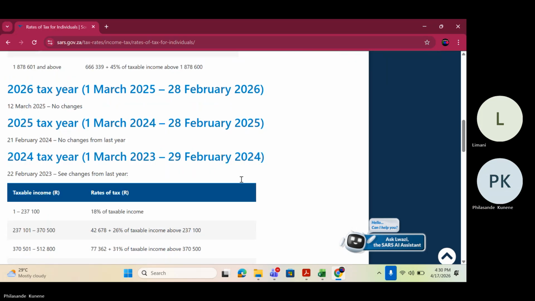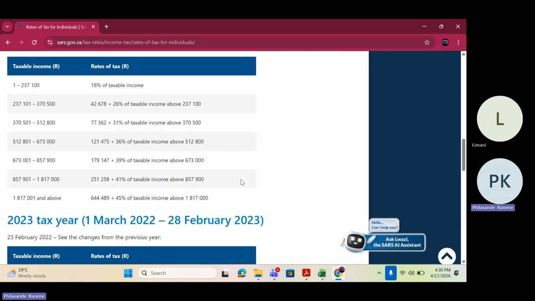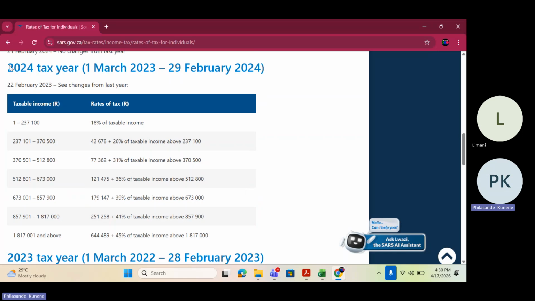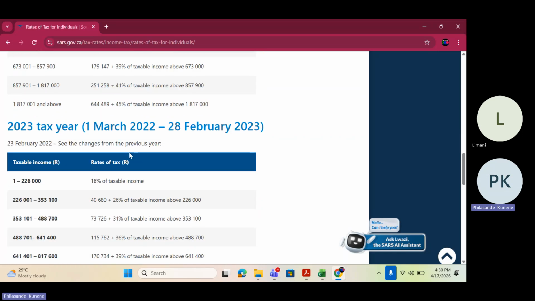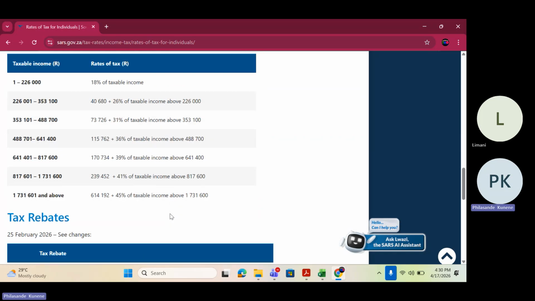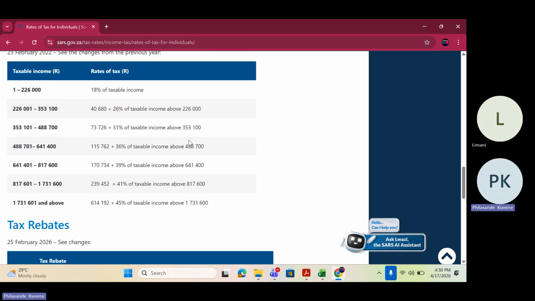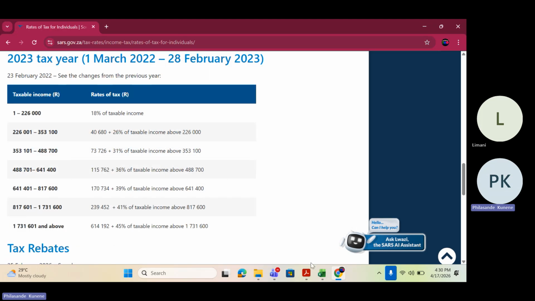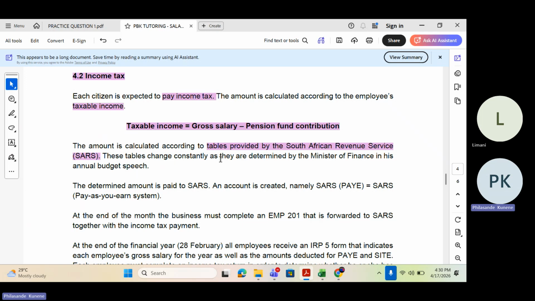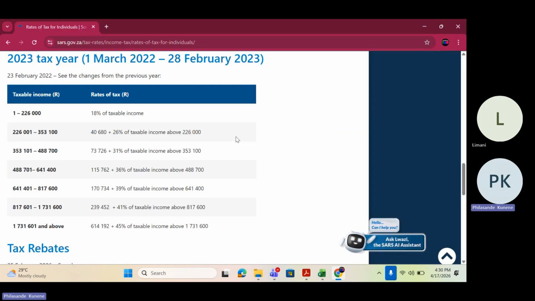But in the previous years, you can see here, this was 2024. This was 2023, we were using this table. And then with something called rebate. You're not expected to know these things for now, but I'm just telling you because they're talking about it here, that the amount is calculated according to tables provided by the South African Revenue Services. These are the tables that we're talking about.